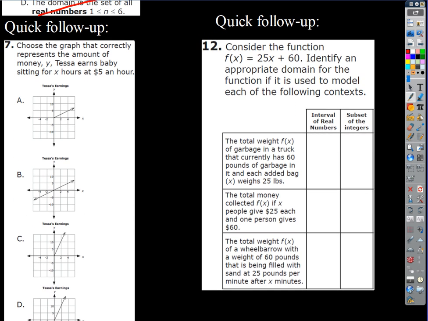So choose the graph that correctly represents the amount of money Tessa earns. Y is the amount she earns babysitting for $5 an hour. Well, what's the function that would model that? If Y is how much she makes, Y equals 5x, $5 per hour times x hours. So that's the function. We know it's got to have a Y-intercept of 0 and a slope of 5. So we can cross some of these out right away. B, this one right here, that's the wrong slope. That's the wrong slope also.